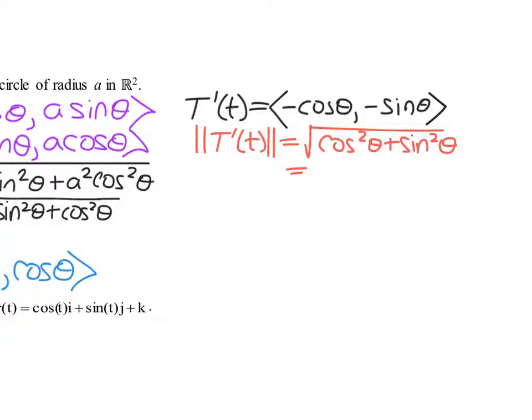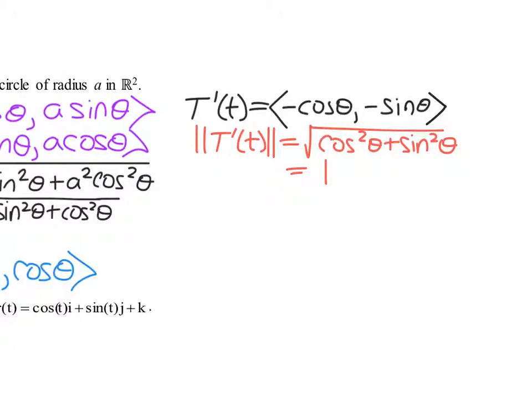Drop the negatives when you square them, obviously. But cosine squared plus sine squared is the same as sine squared plus cosine squared, so it's going to be 1. Square root of 1 is equal to 1. So the magnitude of the unit tangent vector's derivative is going to be equal to 1.